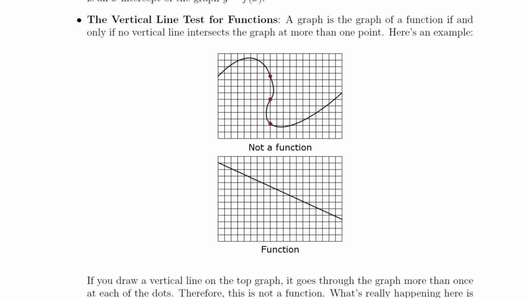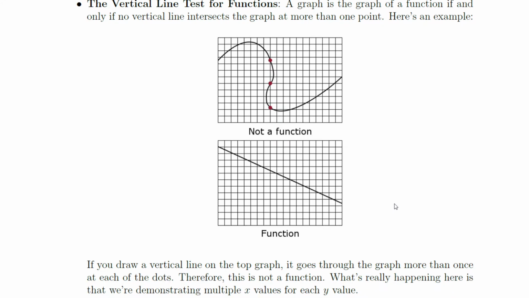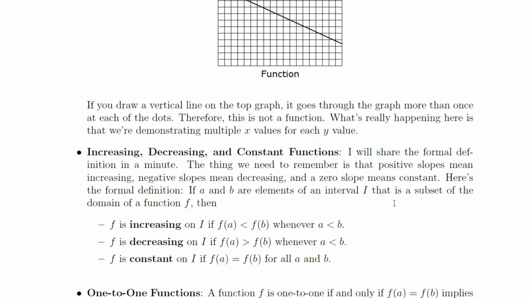As you see here, if I were to look at this bottom one, this is a linear function. It actually is a function. The reason why is because at every single vertical line that I could draw, the graph does not touch the vertical line in multiple places. So that's pretty much what the vertical line test for functions refers to.